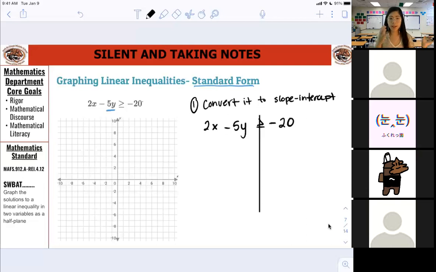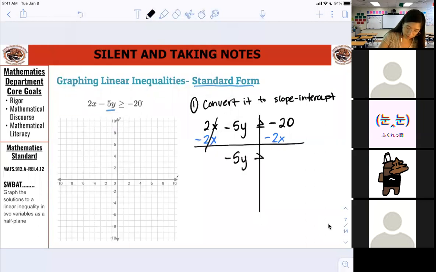What we're trying to do is get the y by itself. So we're trying to push everything else over to the right side. And in order to do that, what should be my first step? Subtract 2x. Yeah, we're going to subtract 2x. Okay, so that leaves me with negative 5y is greater than or equal to, and then how should I write the terms in the next line? Negative 2x minus 20. Good job, guys. Negative 2x minus 20. I want to put my x in the front because I want it to look like y equals mx plus b.